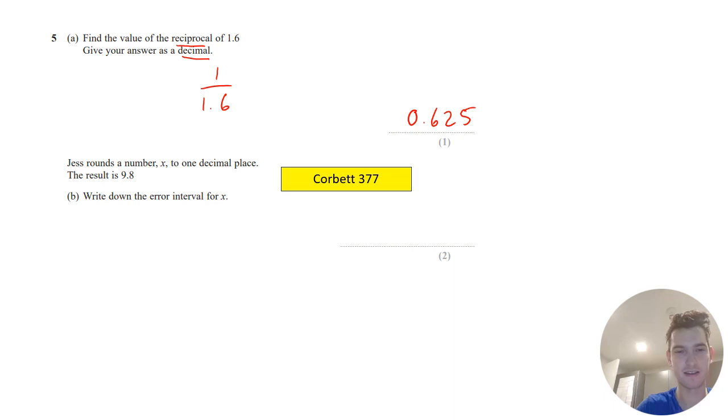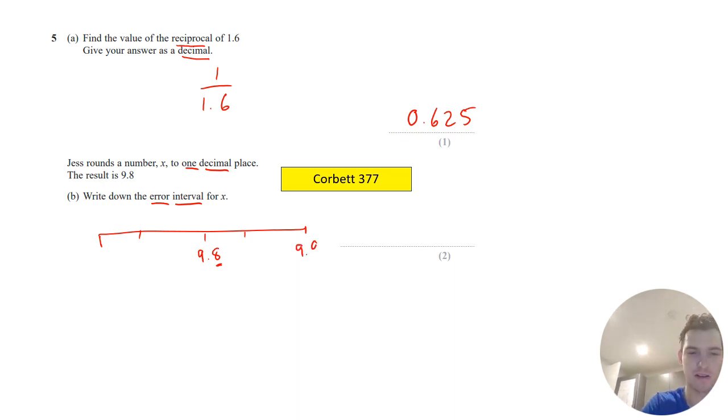Part B. The number x is rounded to one decimal place. The result is 9.8. Write down the error interval for x. Okay, so error interval, I know I need to do my error interval diagram. 9.8 in the middle, one decimal place. So I look at that first decimal place, which is 8. I go up 1, and I go down 1. And in the middle, I'm going to get the two numbers that I will use.